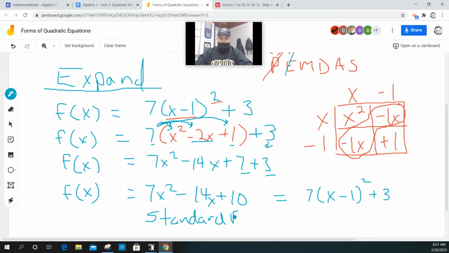And can somebody remind me what the other one's called? What form is this? This is the vertex form. Can somebody tell me why that's called the vertex form? It's called the vertex form because those two numbers are the vertex. Okay, keep that in mind.